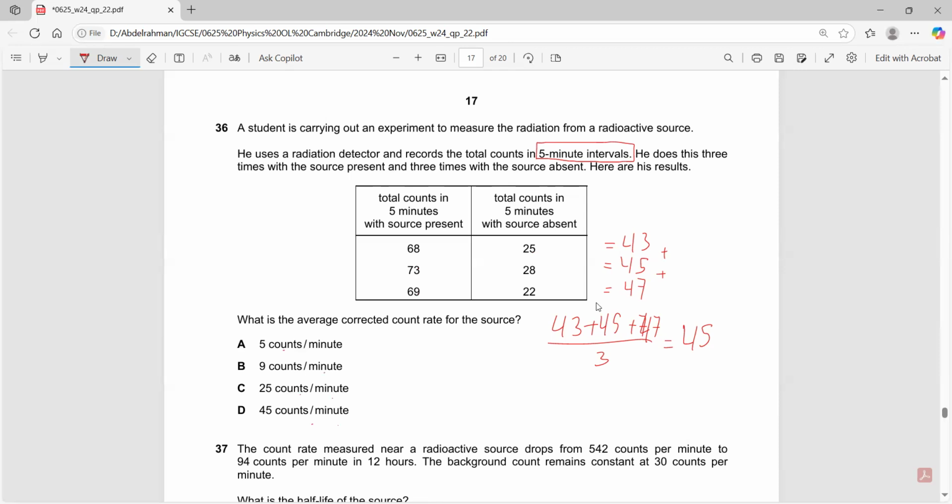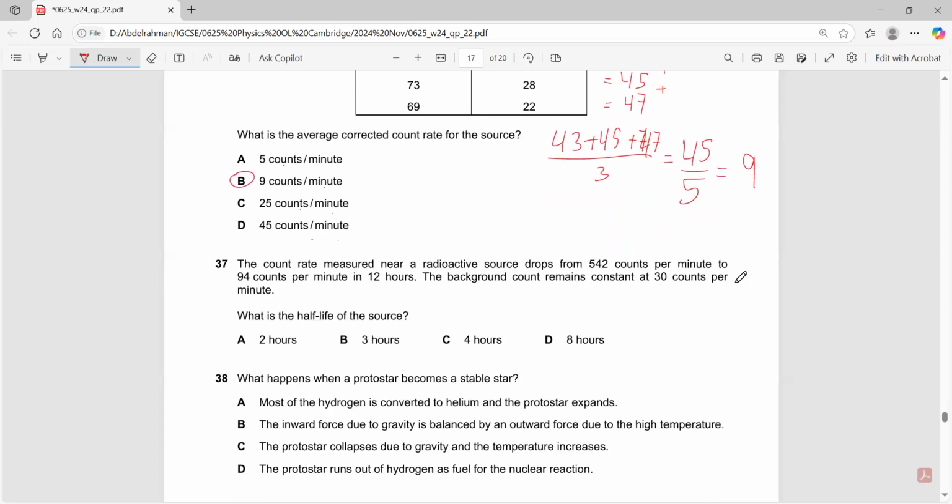So these 45 counts, are they in 1 minute? No, they're actually in 5 minutes. So 45 divided by 5 is 9 counts per minute. 45 is the average count in 5 minutes. To find the average count rate in 1 minute, you need to divide by 5. Okay, I know it's a bit tricky.